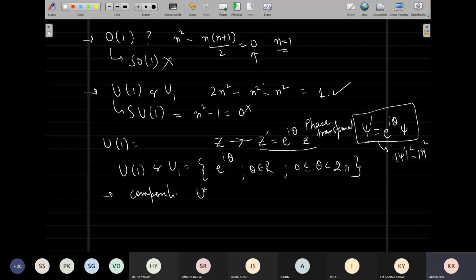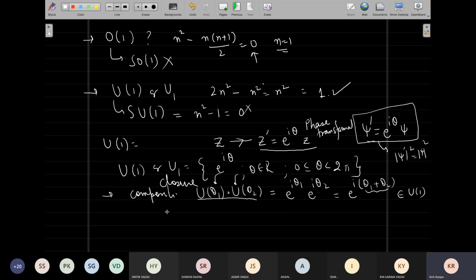Now think about something, composition. U(θ1), U(θ2): I apply the first phase and then the second phase, and what will be the result? e^(iθ1) times e^(iθ2). Under simple complex multiplication, the result will be e^(i(θ1+θ2)), and this is exactly of the same nature, e^(iθ). So this confirms that there exists closure in this group. Can you think about other properties? Identity.